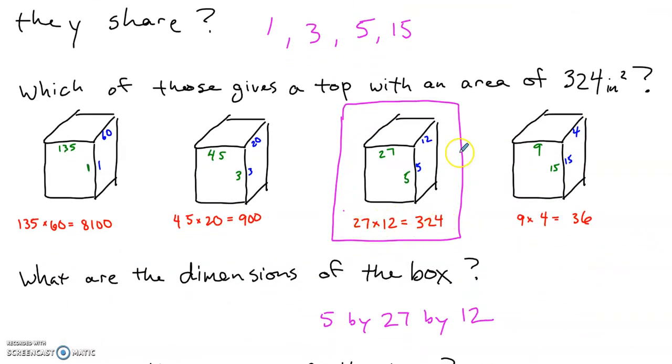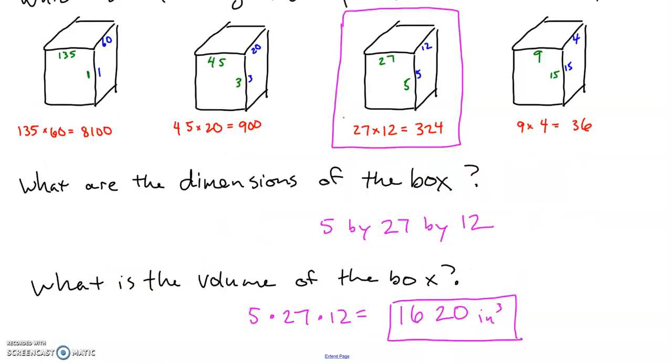out. So this is the side that they share, that length of 5, which means the dimensions of the box, that's my next question, are 5 by 27 by 12. And finally, to find the volume of the box, it's length times width times height. So the volume I can find by doing 5 times 27 times 12 to get 1,620.